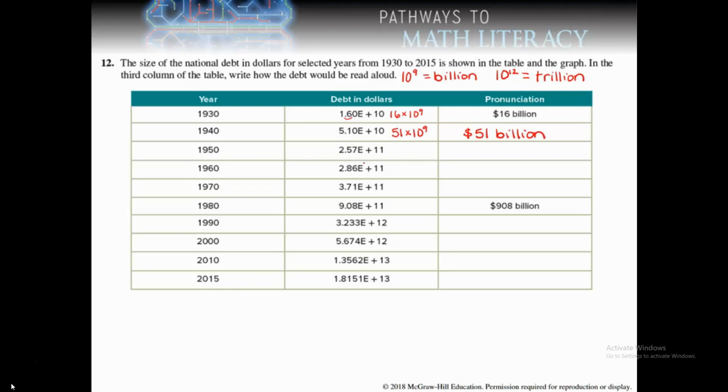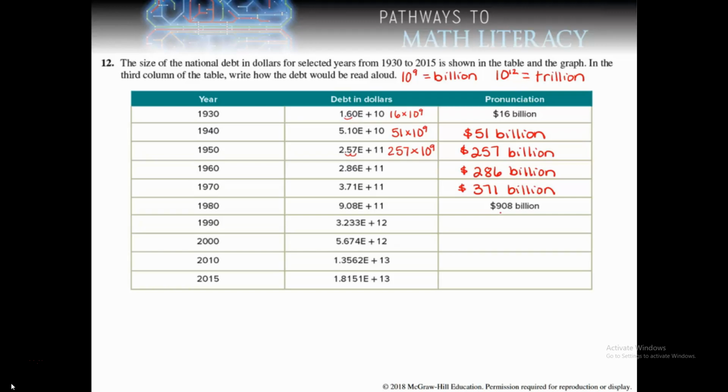Now in 1950, the exponent on the 10 moves up to 11. It would need to go all the way up to 12 to be a trillion, so we're not there yet. It just means that we're going to have to move that decimal point two places to the right to get it to be 10 to the ninth. 257, that means I've moved it two of the 11 places. There's nine left, so 257 times 10 to the ninth, which makes that $257 billion. And following that pattern in 1960, it would be $286 billion. And in 1970, it would be $371 billion. And they already have 1980 filled in, $908 billion.